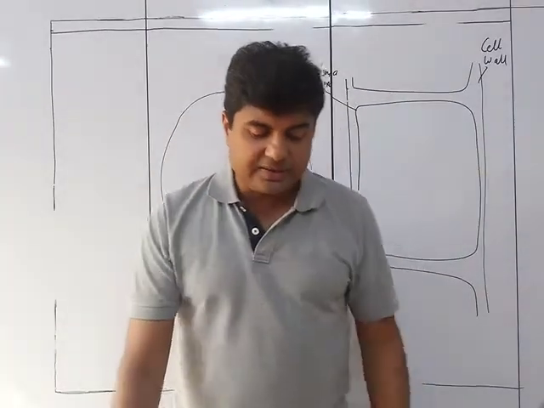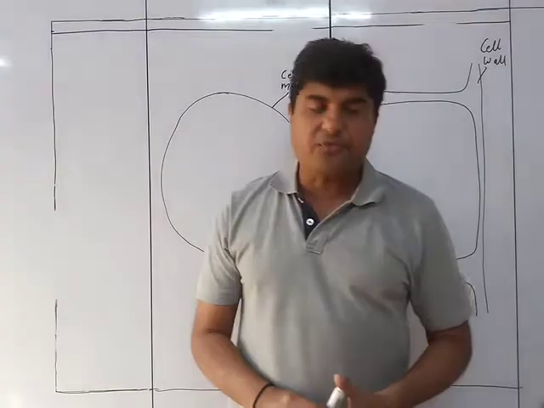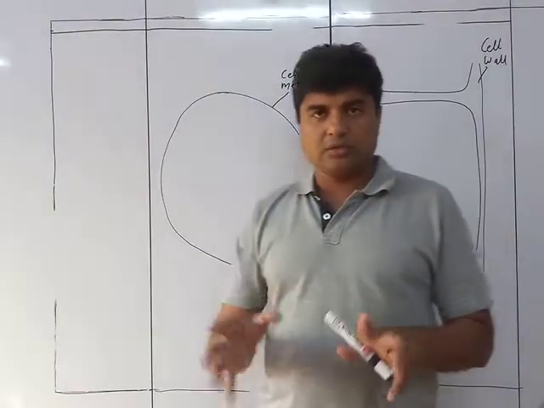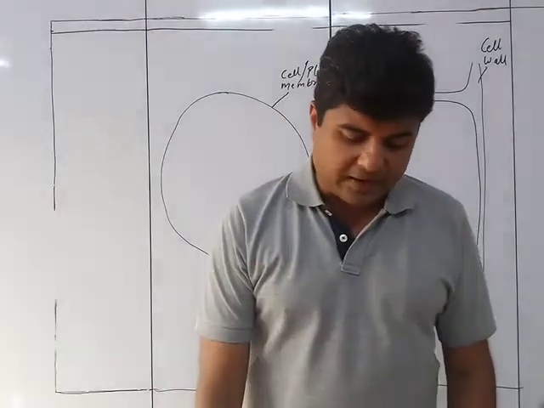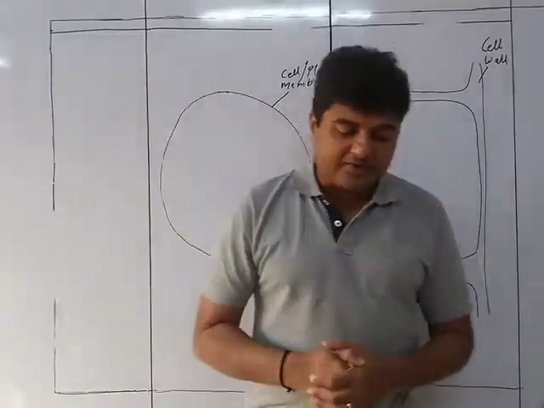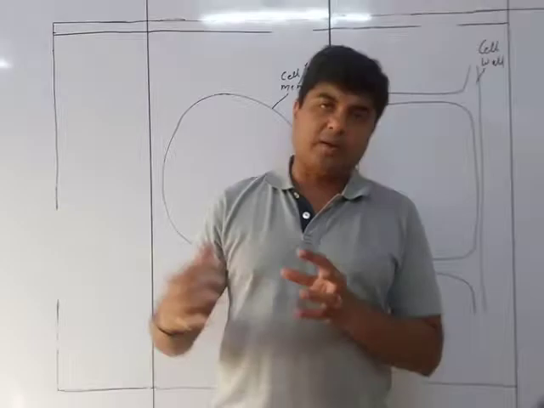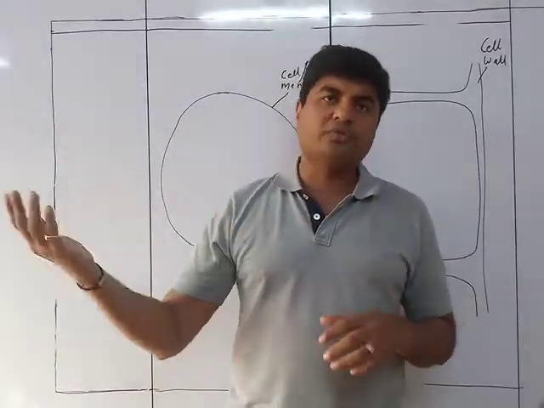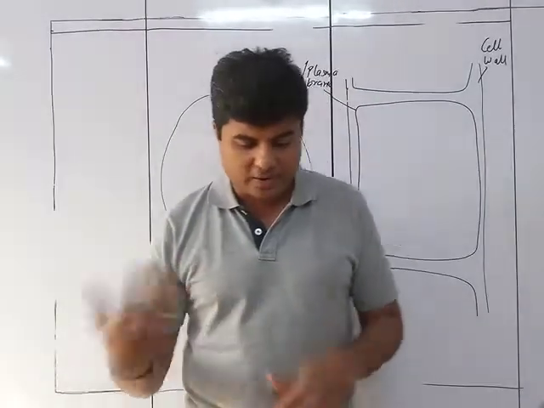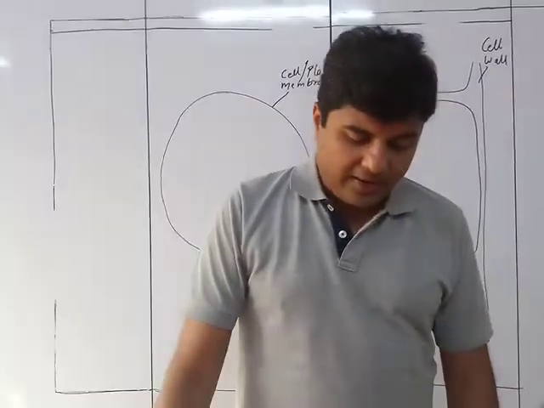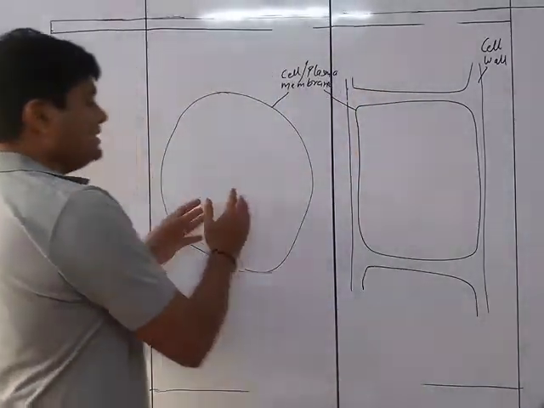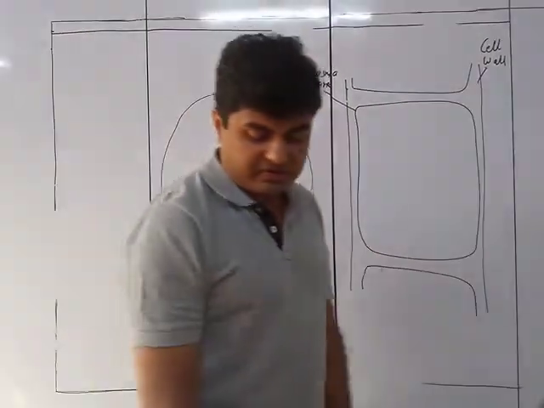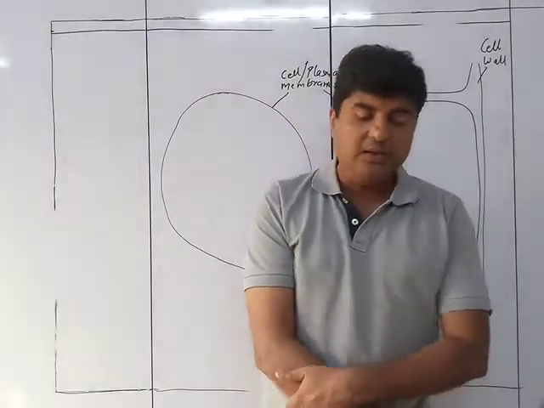Function wise, it separates the content of the cell from its surroundings. So it separates the contents. It regulates the entry of certain solids and solvents because it's semi-permeable. It regulates the movement of certain solutes and ions coming inside and going outside. And lastly, in the case of the animal cell, it is also giving shape to the cell, maintaining the shape of the cell.